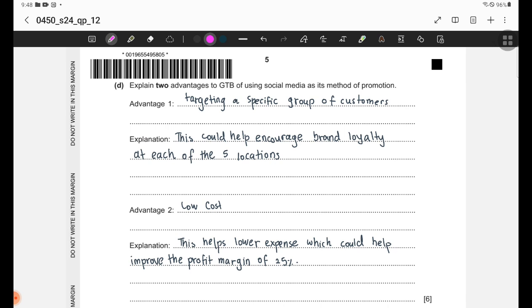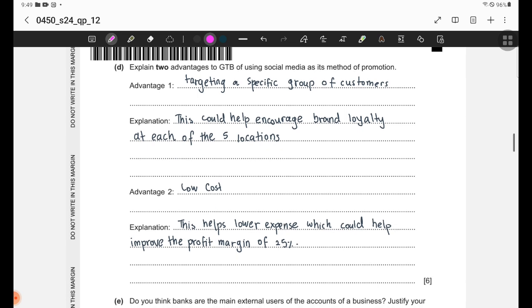Okay, for this question you are required to apply in order for you to get your full marks, and the advantages must be to the business, not to the customer. Sometimes some students might get carried away and actually write advantages to the customers, not to the business. So please focus on that.